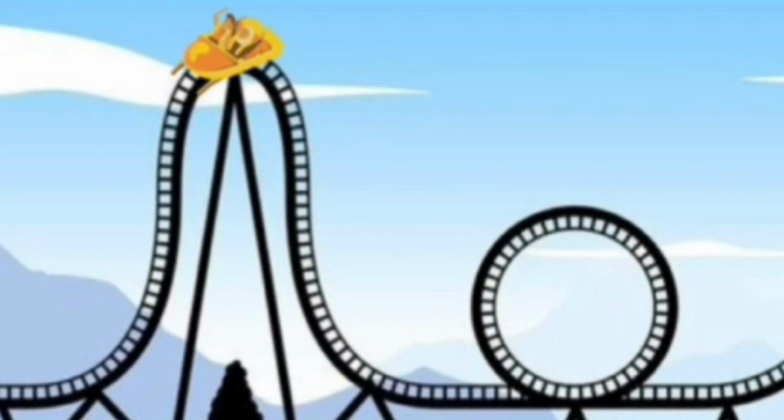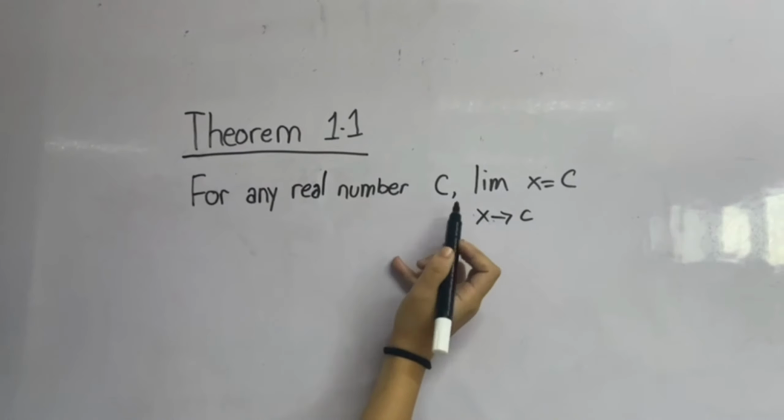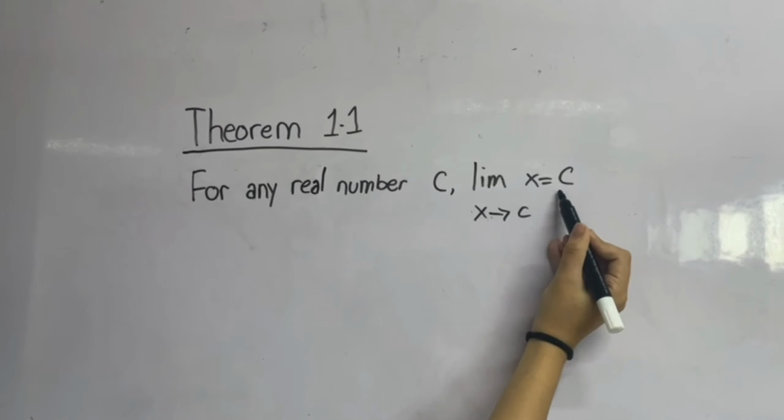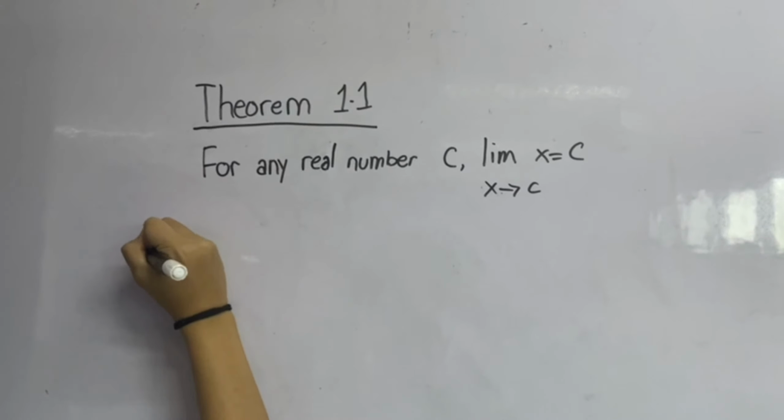And that's it, amigos. Now that you have an idea what evaluating limits is, let us now proceed to our actual discussion. In evaluating limits, we have some important tools that will help us. The limit laws, which will help us break down complex limits into simpler parts, making them easier to evaluate. Let's move on to our first one. Here we have our first theorem, which states that for any real number c, the limit of x is equal to c as x approaches any real number c.